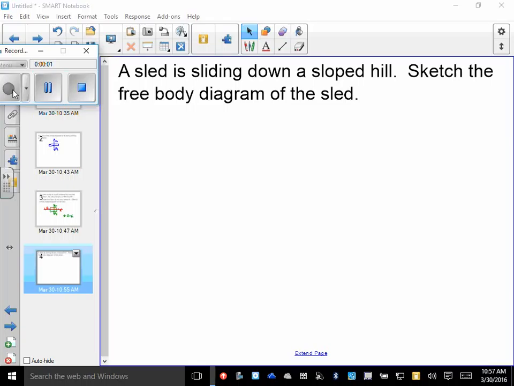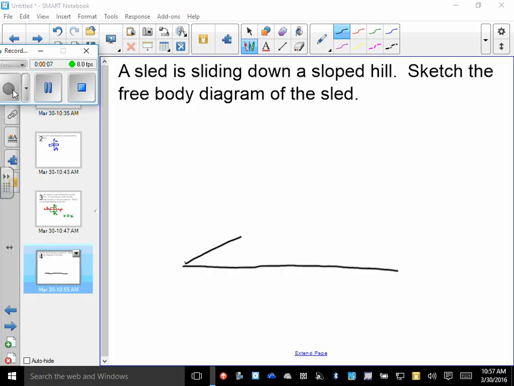A sled is sliding down a sloped hill. Sketch the free body diagram of the sled. So here's a hill, and here is our sled. So just like before, we have that dot right in the middle.